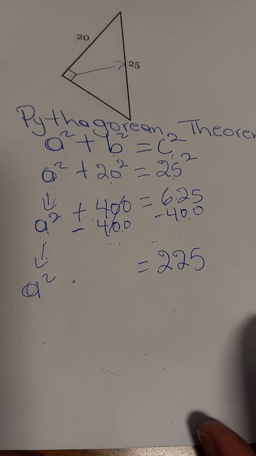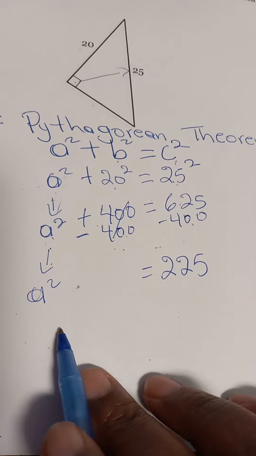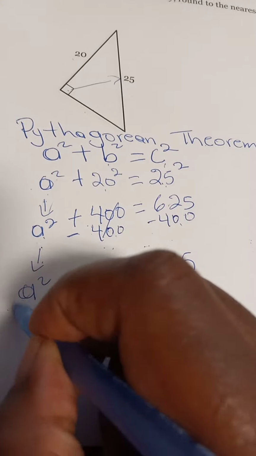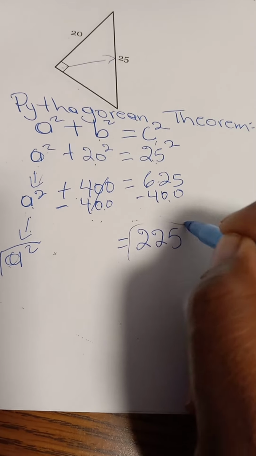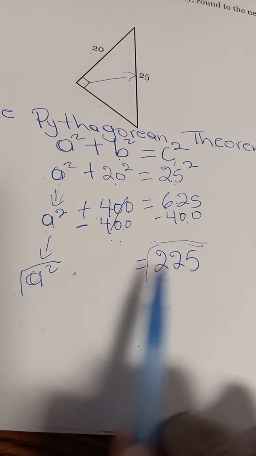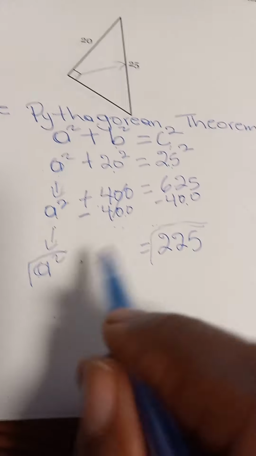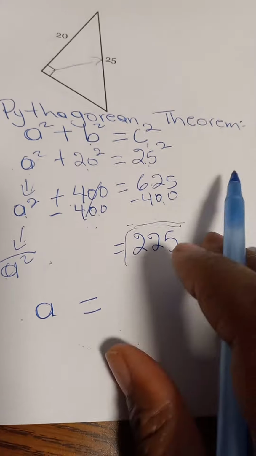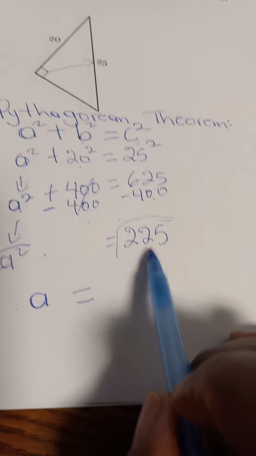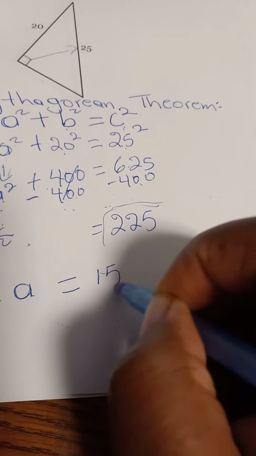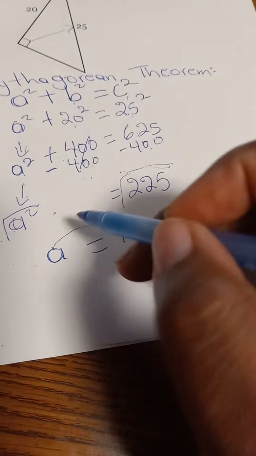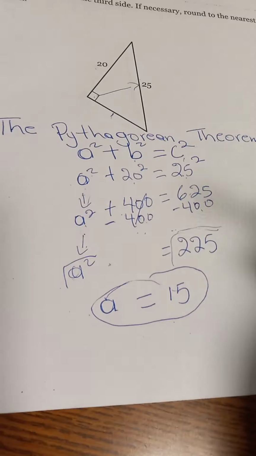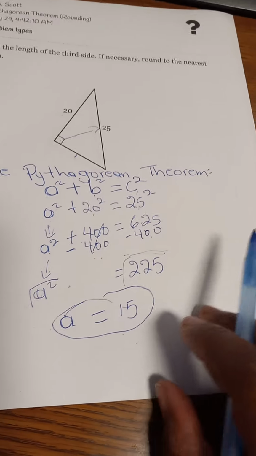There's one more step because I just need a by itself. In order to do that, I am going to square root both sides. What you do to one side, you have to do to the other. So when I square root both sides, the square cancels out. I'm left with a is equal to the square root of 225, which is 15. So that's our final answer. We know that one leg is 15. And there you have it.